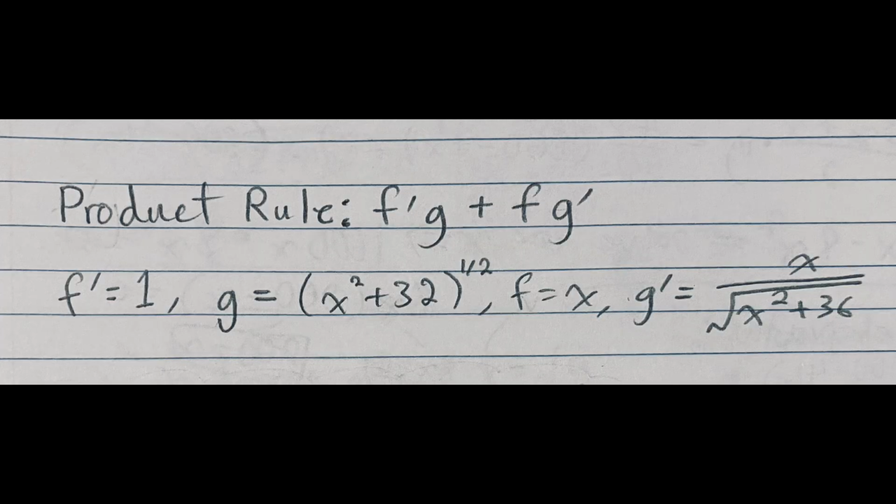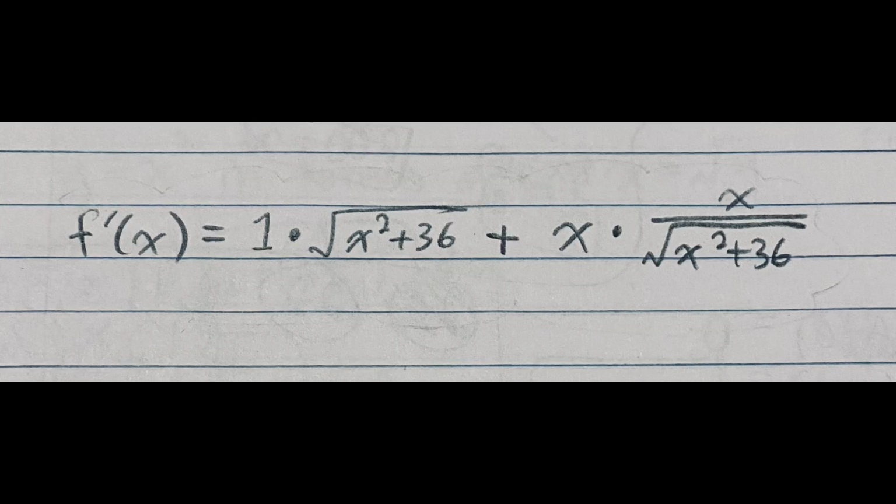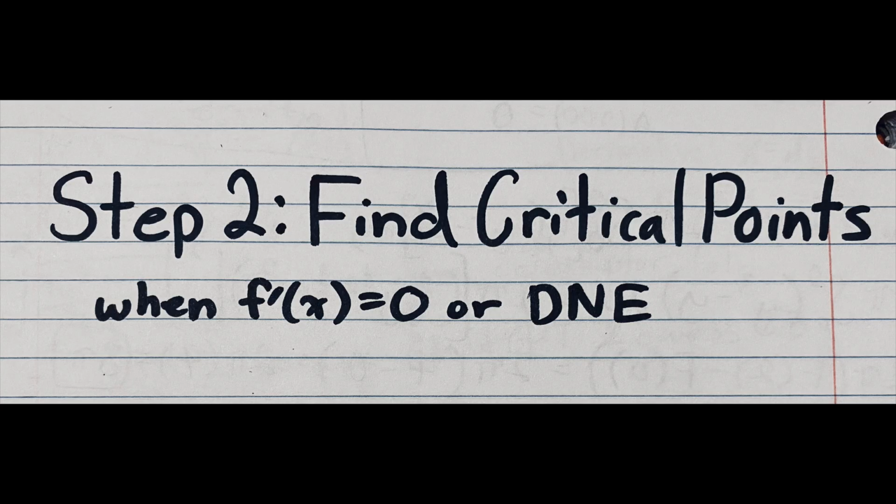So to do this, I use the product rule, which is f prime g plus f g prime, and I found f prime, g, f, and g prime, and I plugged in each component into the formula. So I got that my derivative is equal to 1 times the square root of x squared plus 36 plus x times x over the square root of x squared plus 36. So step 2 is to find the critical points.